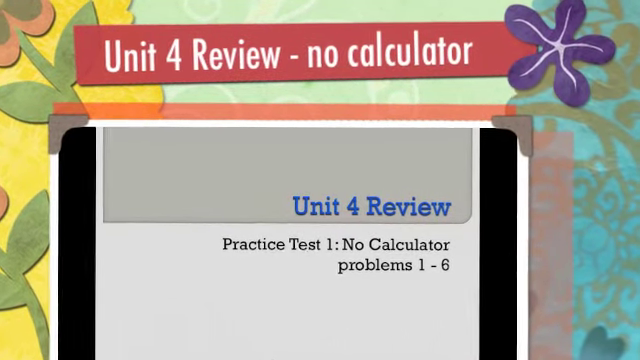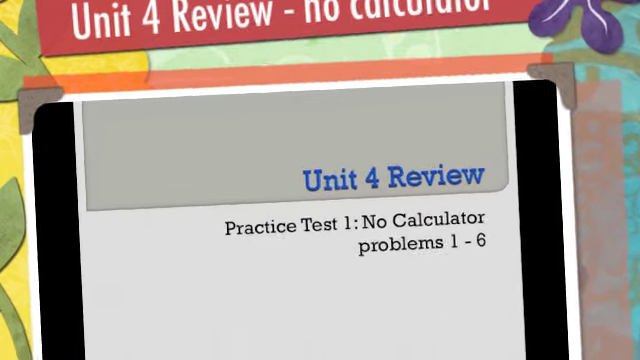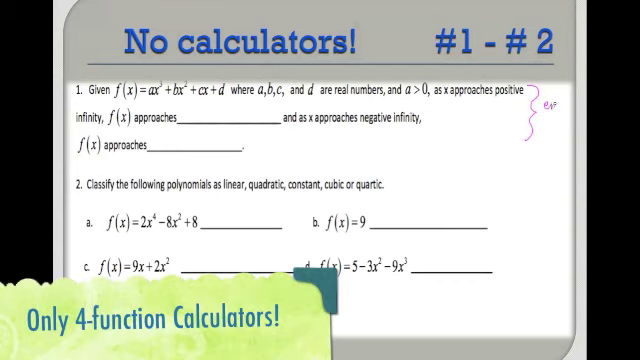This is a review of Unit 4, the no calculator problems that we did for our in-class review. This problem teaches you about end behavior. It's checking whether you know what end behavior is and how to find it.